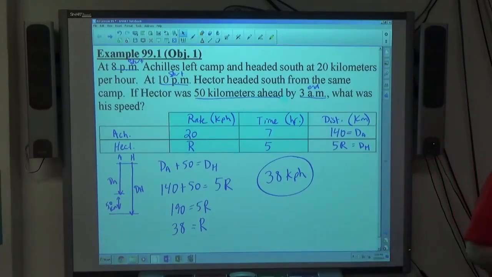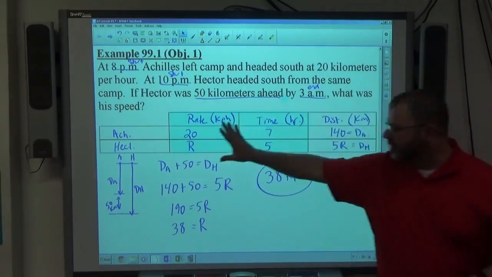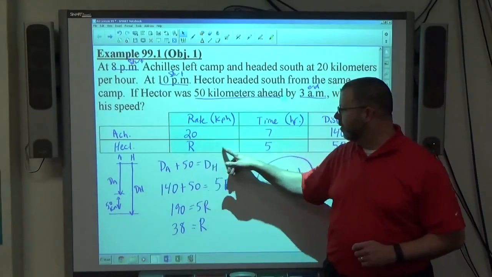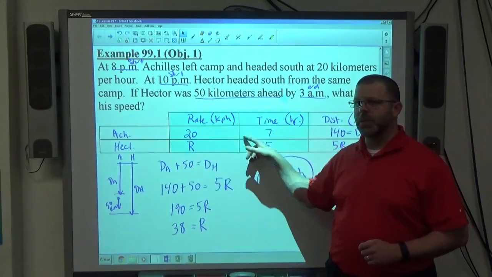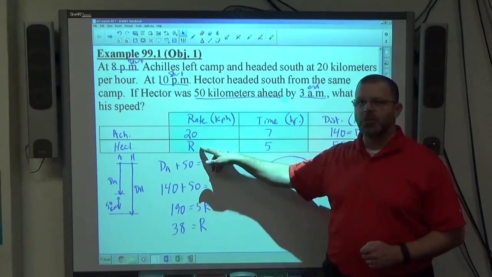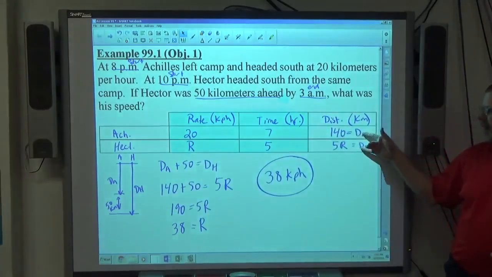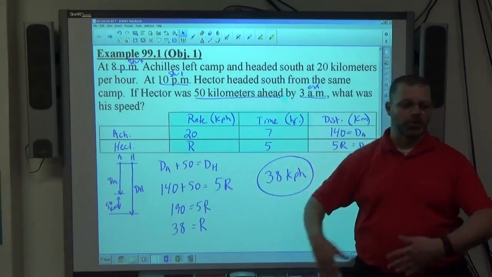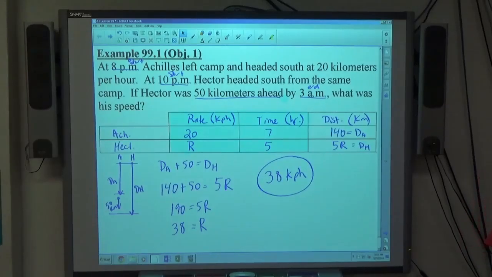That's how to do these problems each and every time. Distances go in the picture to create the expression, the equation. The reading allows us to find these four things, either specific or abstract. Multiply rate times time to get distance expressions that go into your distance equation to solve for the missing variable. And then, of course, answer whatever question they're asking. In this case, what was his speed? We found his speed, so we're done.